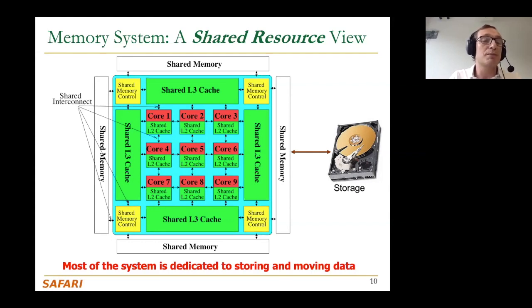Everything needs to move to the processor before it gets processed. The shared cache doesn't have processing capability. The interconnect doesn't have processing capability. The memory controller doesn't. The shared memory doesn't. The storage device doesn't. No one can do processing other than the red cores over here.